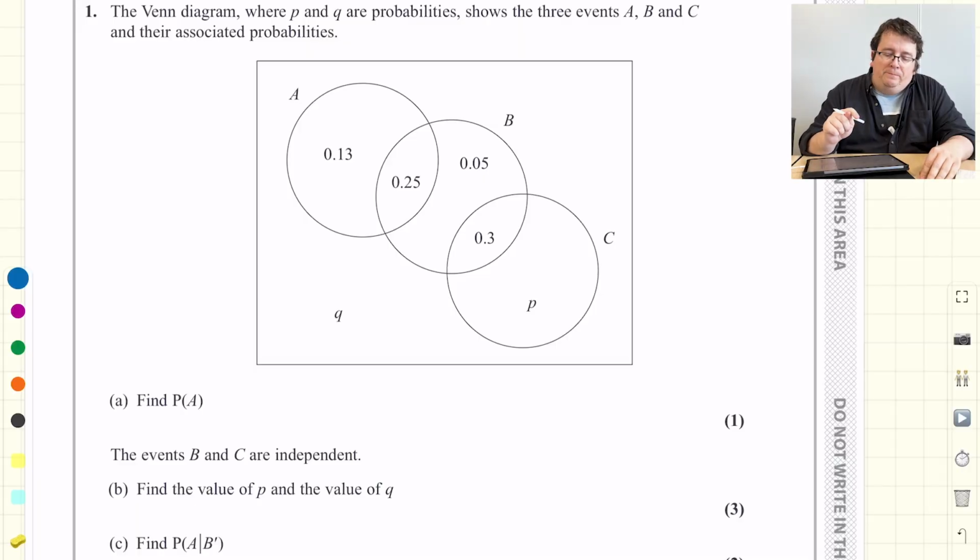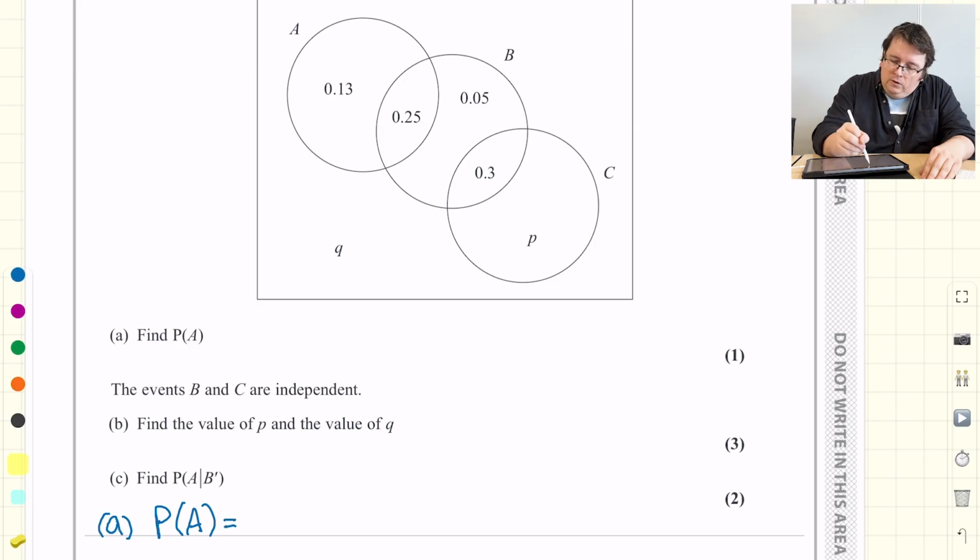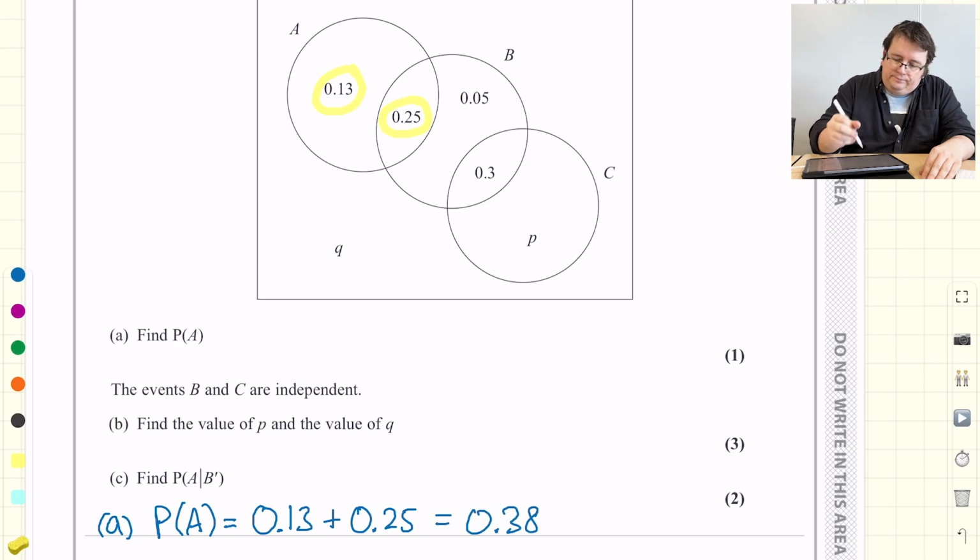The Venn diagram, where P and Q are probabilities, shows the 3 events A, B, and C and their associated probabilities. So part A, find the probability of A. So the probability of A is the 0.13 and the 0.25 added together. So 0.13 plus 0.25. And of course that's 0.38.